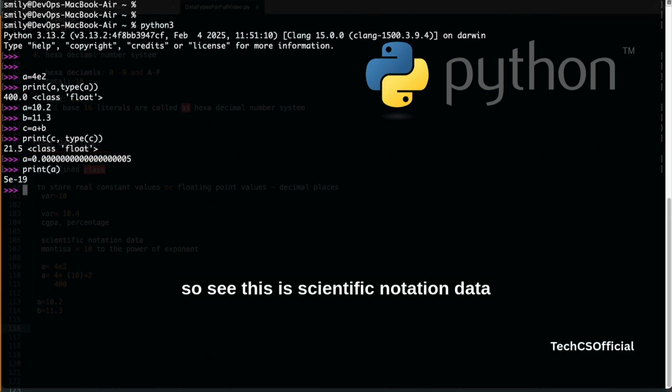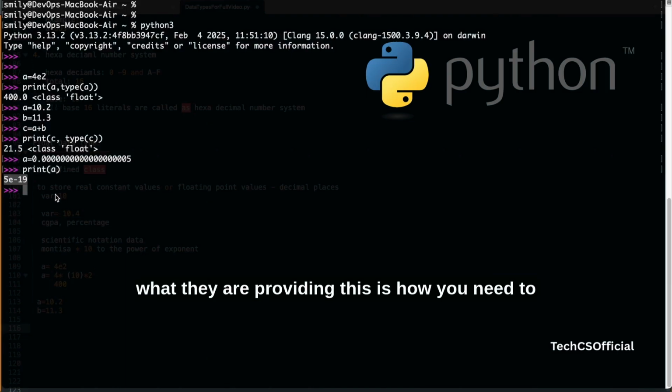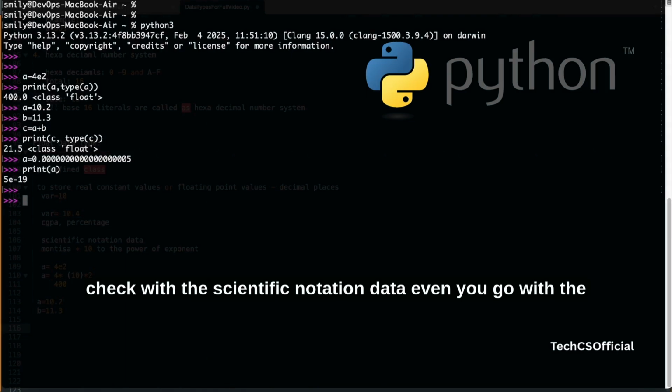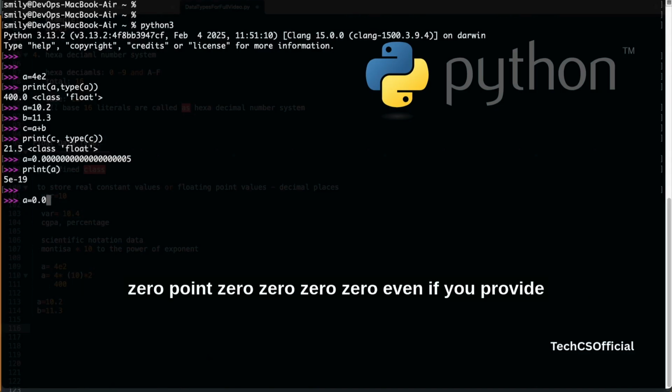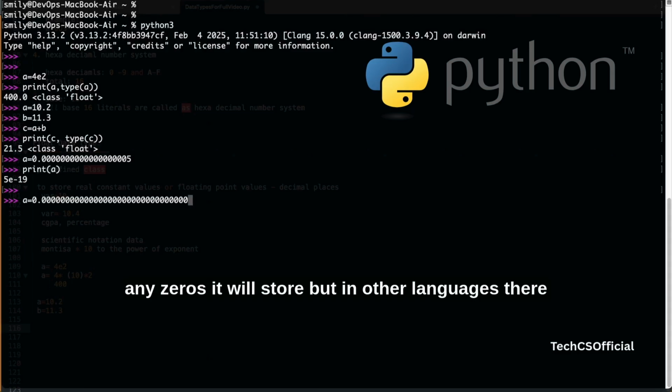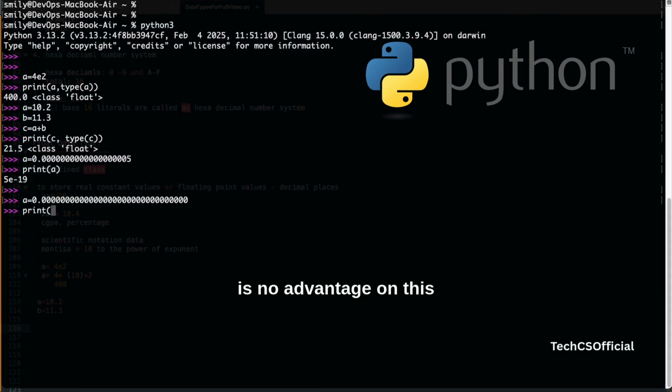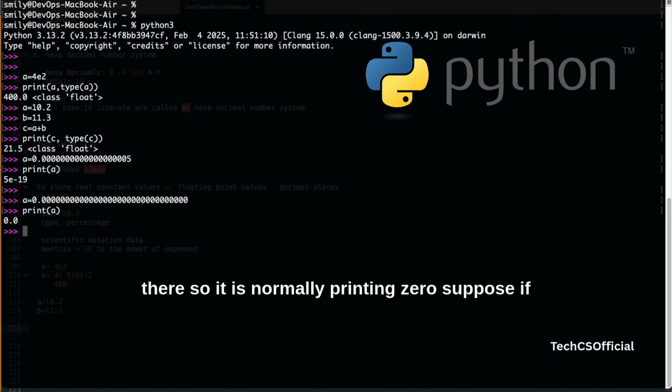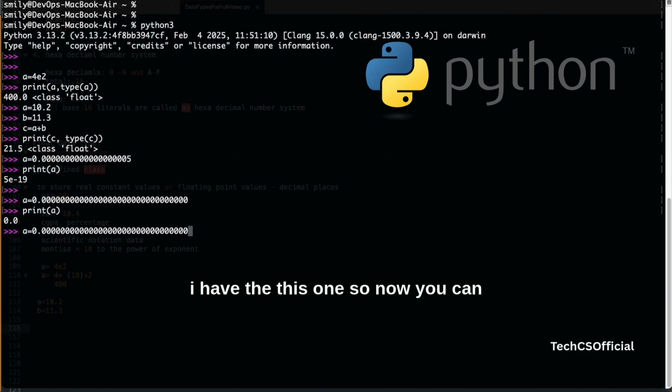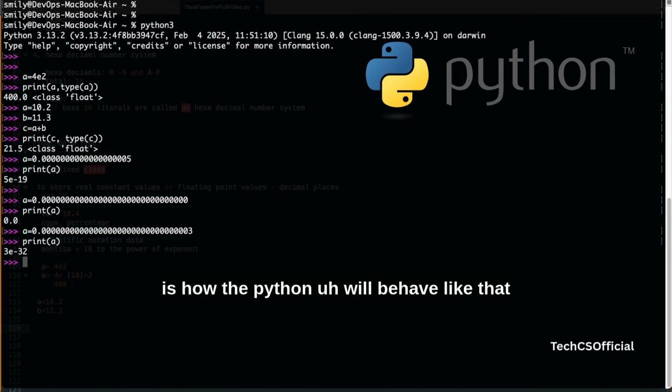So see, this is scientific notation data that they are providing. This is how you need to check with the scientific notation data. Even if you provide any number of zeros it will store, but in other languages there is no such advantage, it will only store within a certain limitation, within that range only it will allow. Since we are not providing any data there, it is normally printing 0. Suppose I have this one, now you can try. See, this is how Python will behave.